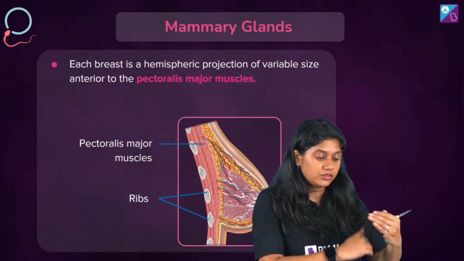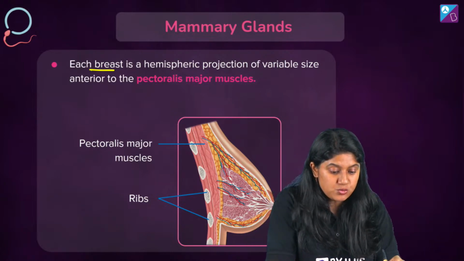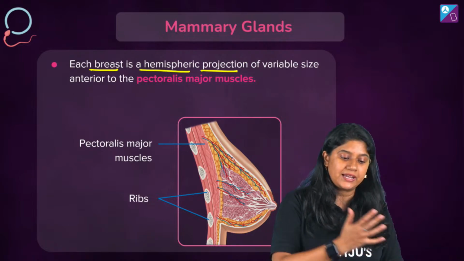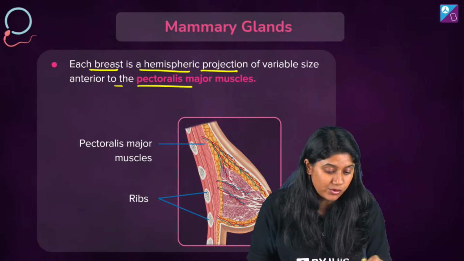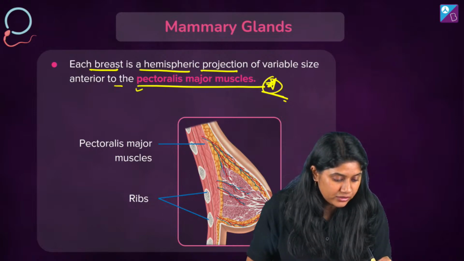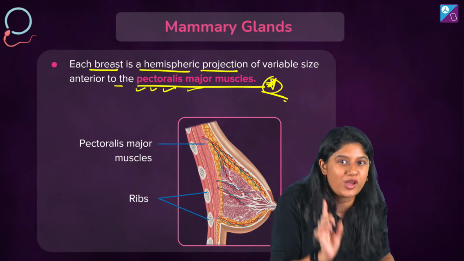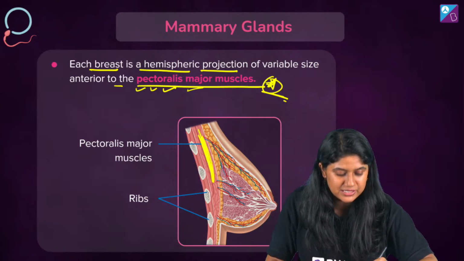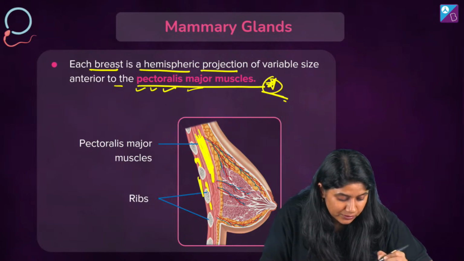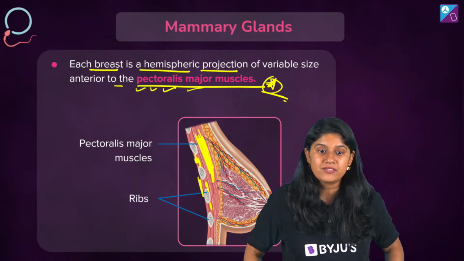We know that the breast, or the mammary gland that we have, each breast has a semi-spherical projection of variable size, right? And of course, we have these muscles. Everyone, take a note over here, right? Pectoralis major muscle. Remember the name, everyone. It is very important. We have this muscle over here. We can see this is a rib, and between this we have the muscles also. This is the muscle that we're talking about. Between the ribs also we have the muscle, right? Everyone, are we clear?